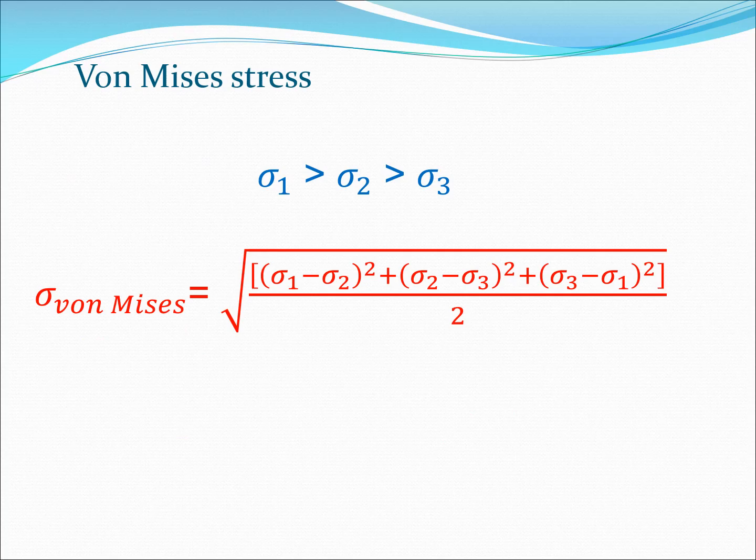Now the second stress we are going to use is the von Mises stress, and this is given by this slightly more cumbersome equation. So it is the square root of this entire quantity. So it's sigma 1 minus sigma 2 square plus sigma 2 minus sigma 3 square plus sigma 3 minus sigma 1 square. This whole thing divided by 2, and then we take the square root of that. Once again, always remember that once we obtain the three eigenvalues of the stress matrix, sigma 1, sigma 2, sigma 3, we have to order them such that sigma 1 is greater than sigma 2 is greater than sigma 3.